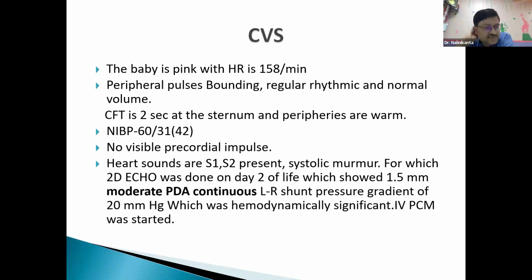Coming to the systemic examination, the baby is pink with a heart rate of 158. The peripheral pulses are bounding with regular rhythm and normal volume. The CRT is less than 2 seconds at the sternum and peripheries are warm. NIBP is 60 by 30 with mean BP of 42 and a wide pulse pressure of 29 mm of Hg. There are no visible precordial pulsations. Heart sounds S1, S2 present. A systolic murmur is present over the right second intercostal space, for which 2D echo was done on day 2.